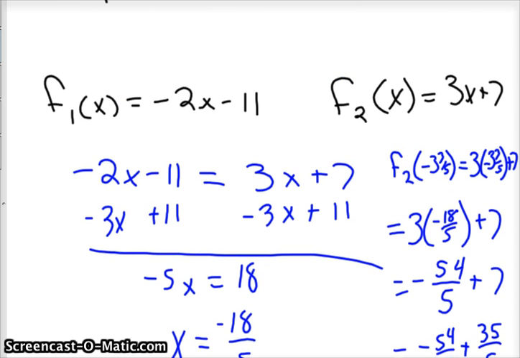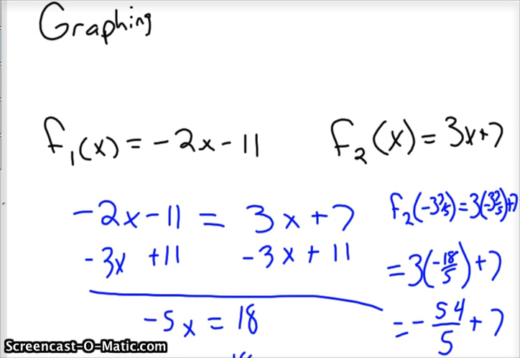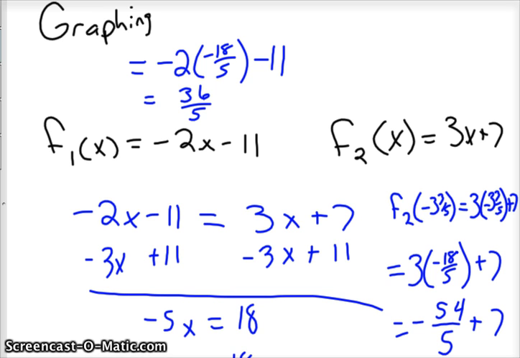And I'll kind of do it up above. So it equals negative 2 times negative 18/5 minus 11. And so you follow the work on this one, and you'd have positive 36/5 if you multiply it across. Hopefully I'm not making any arithmetic errors. Minus 11 over 1. Common denominator would be 55.